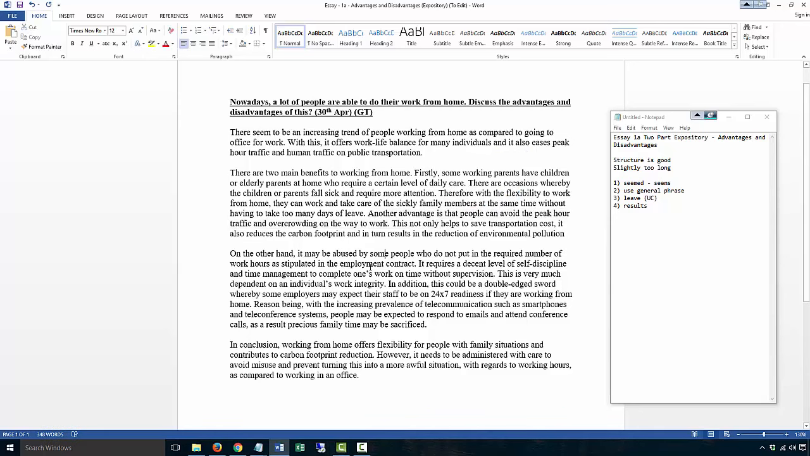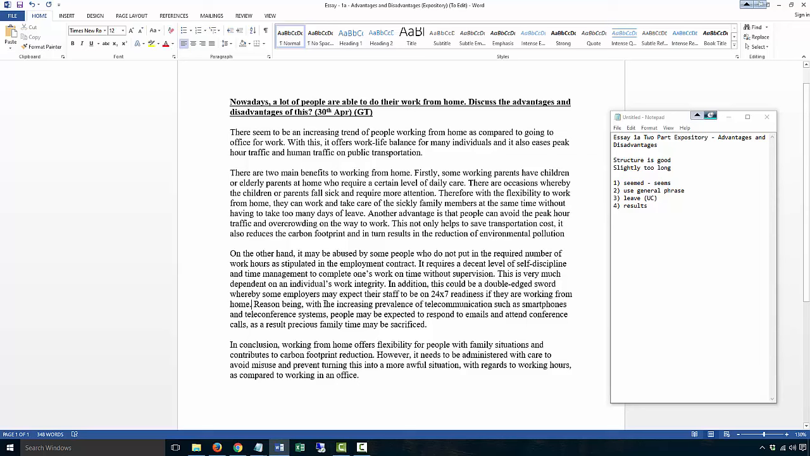Another advantage. On the other hand, it may be abused by some people who do not put in the required number of hours as stipulated in the employment contract. It requires a decent level of self-discipline and time management to complete one's work on time without supervision. This is very much dependent on an individual's work integrity. In addition, this could be a double-edged sword, whereby some employers may expect their staff to be on 24/7 readiness if they are working from home.